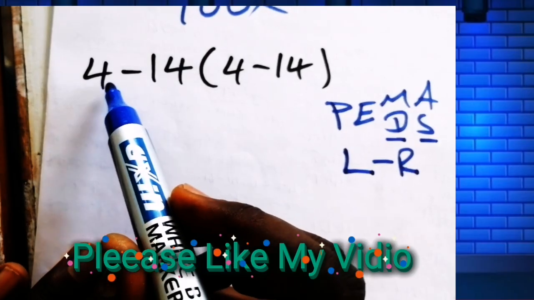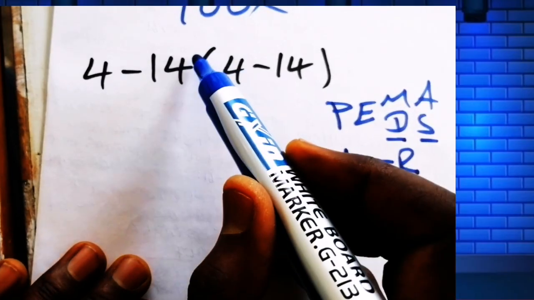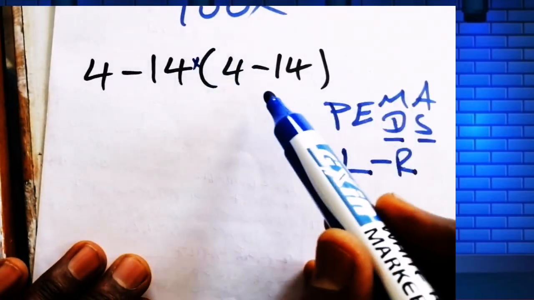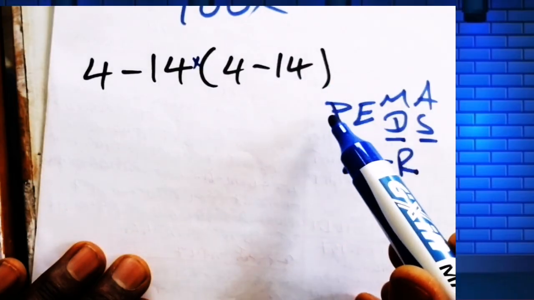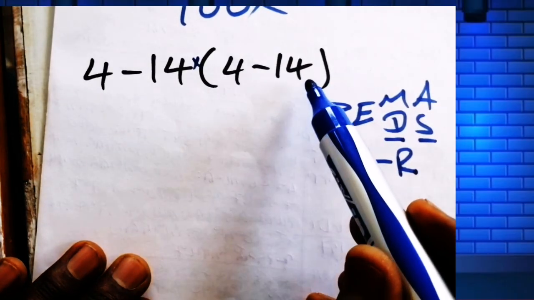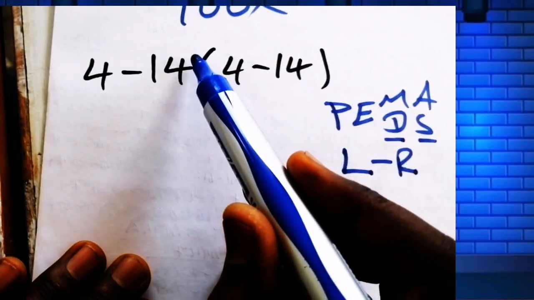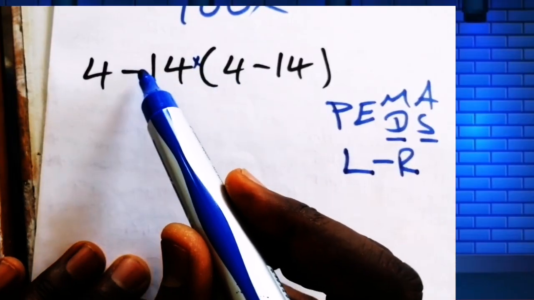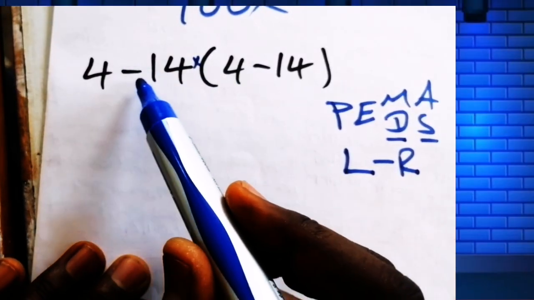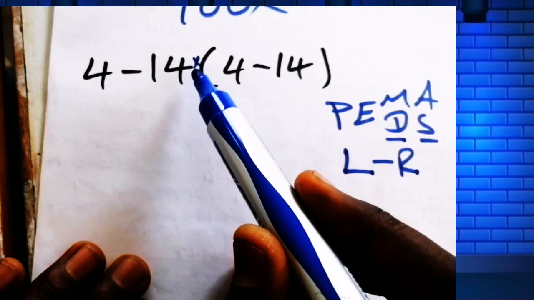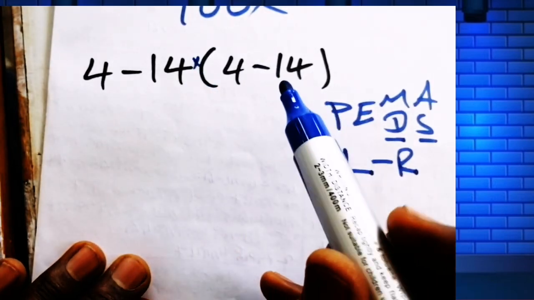In this expression there is one subtraction here, one multiplication here, and inside the parenthesis there is one subtraction. According to PEMDAS, first we have to do this parenthesis, next is multiplication, and finally this subtraction. If we do this subtraction before this parenthesis or this multiplication, it is wrong.